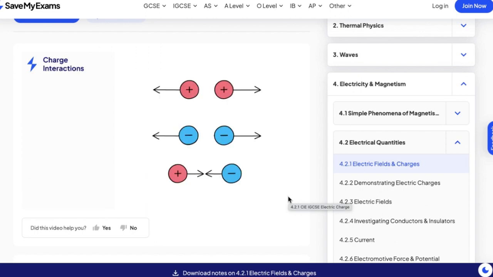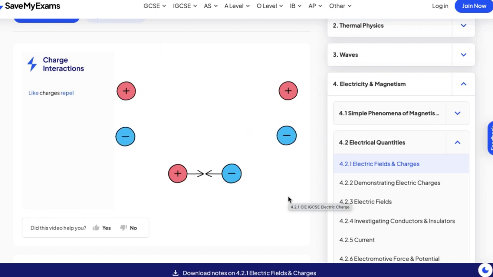When charged particles interact, they follow two simple rules. Like charges repel. So two positively charged particles brought into close proximity will experience a force of repulsion. The same goes for two negative charges, such as electrons. However, two oppositely charged particles, so one positive and one negative, will experience a force of attraction. These forces are non-contact forces because they act at a distance. The unit for measuring charge is the coulomb.